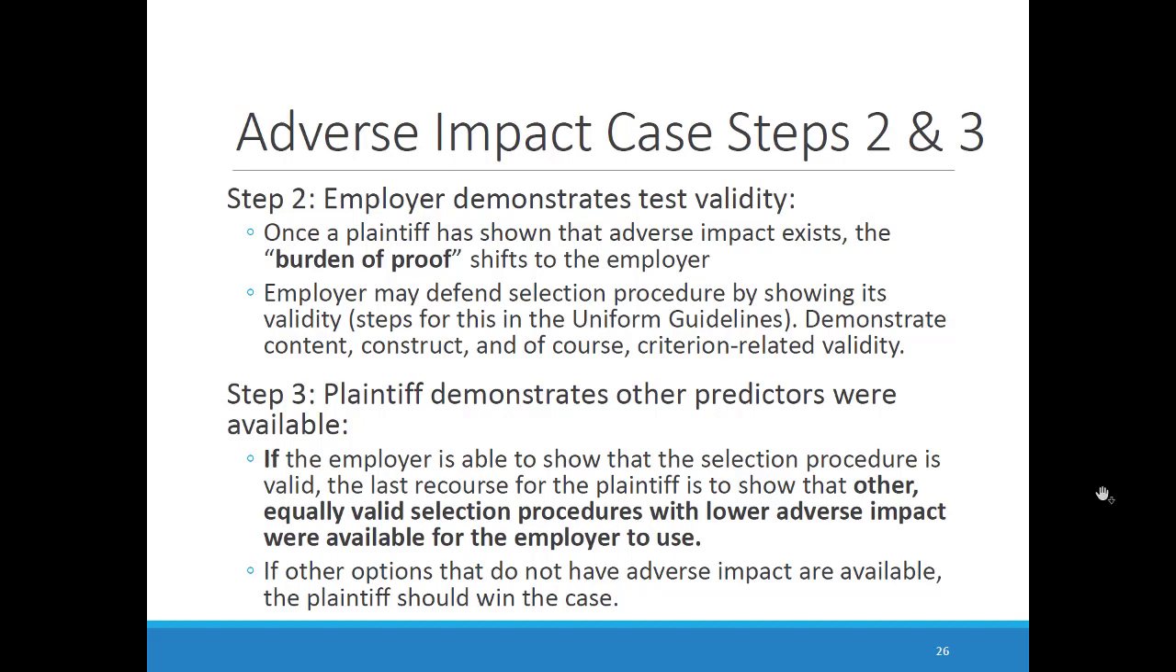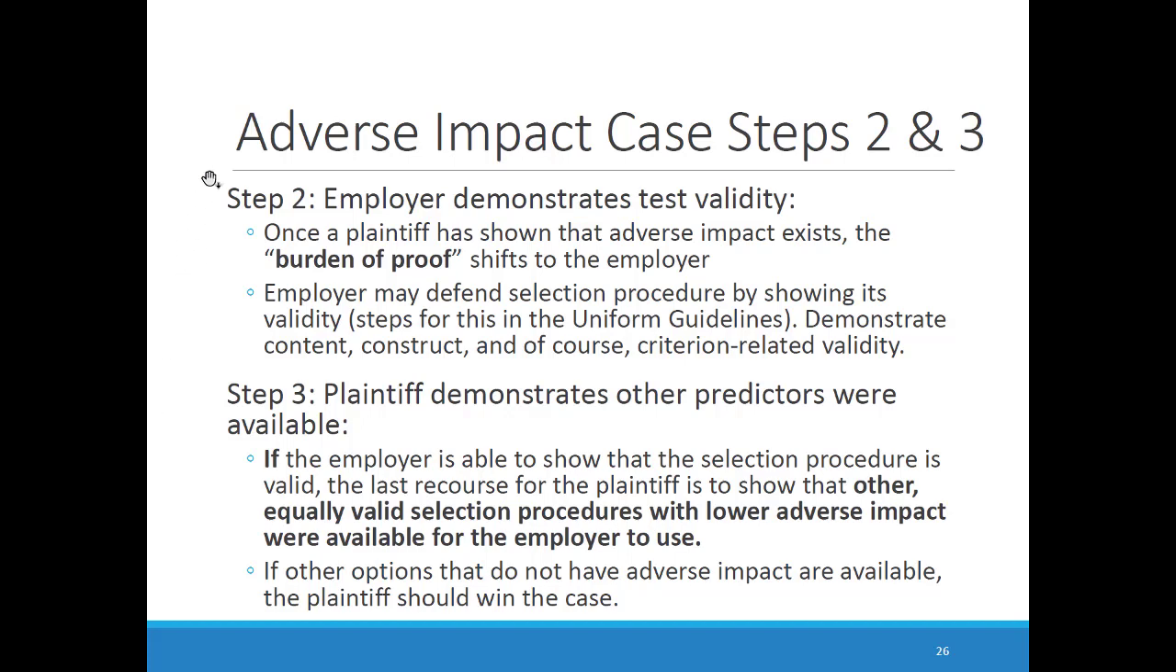The steps for determining validity are in the Uniform Guidelines, and we've been talking about those in our class this semester. They would need to demonstrate content validity. Does the test cover the full domain of the job? Construct validity. Is the test valid for the constructs that it is trying to assess? And of course, criterion-related validity. Does the test actually predict future performance on the job?